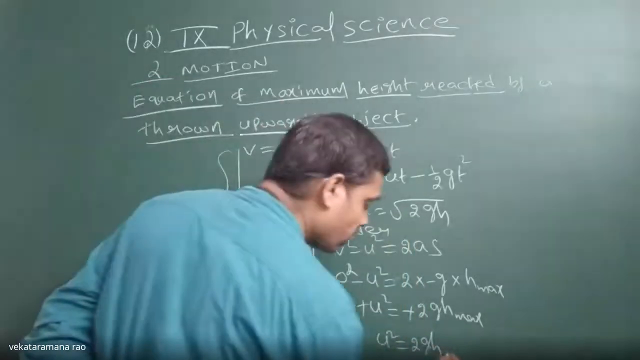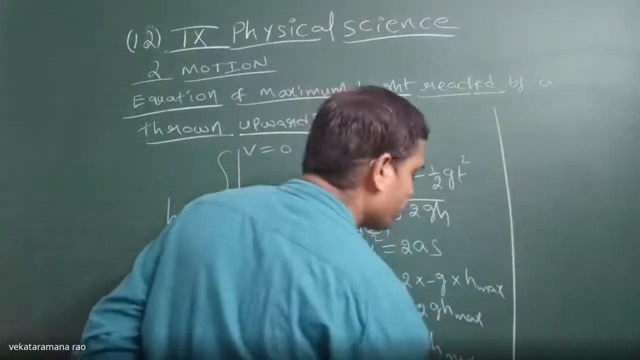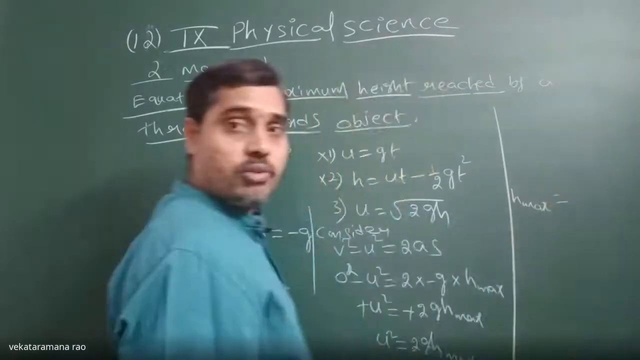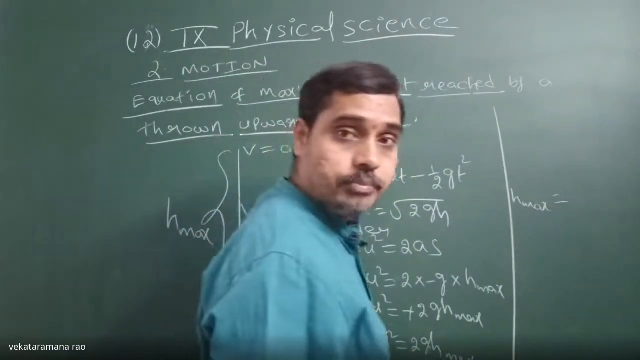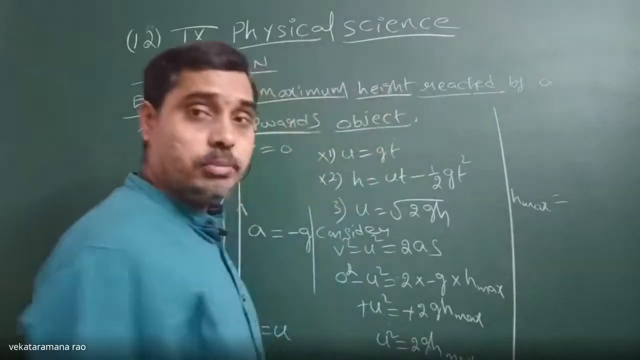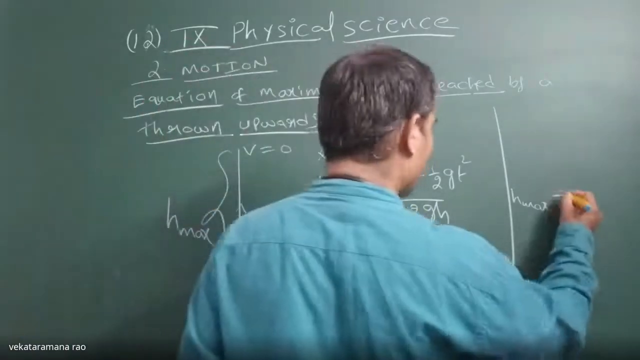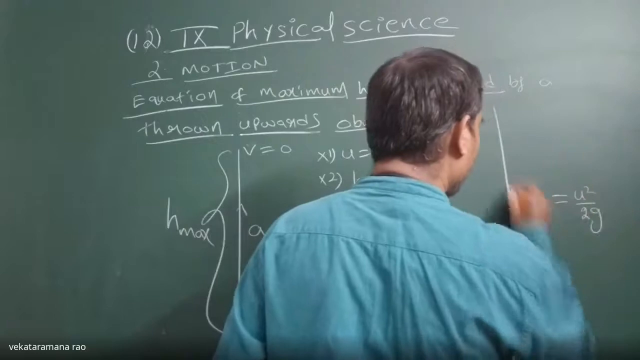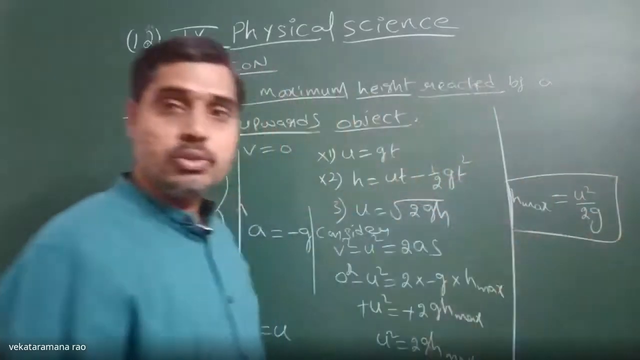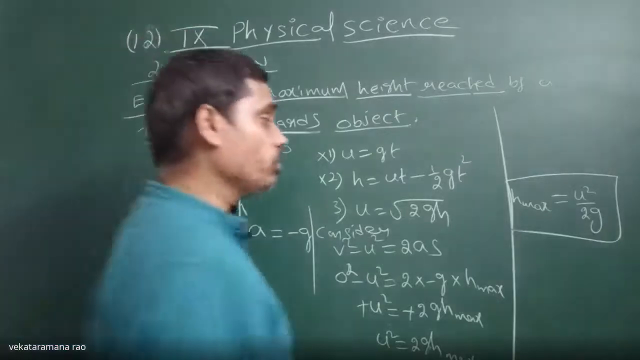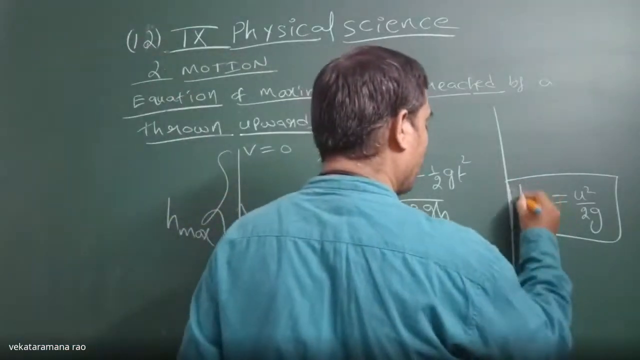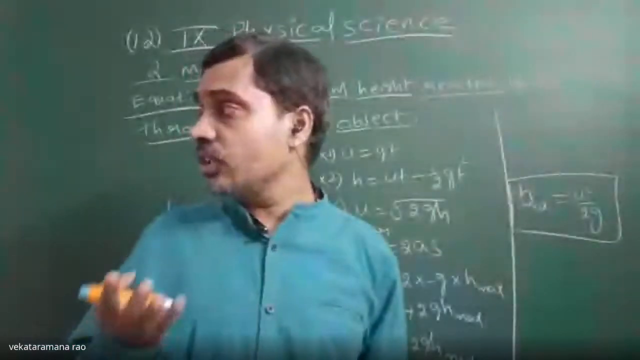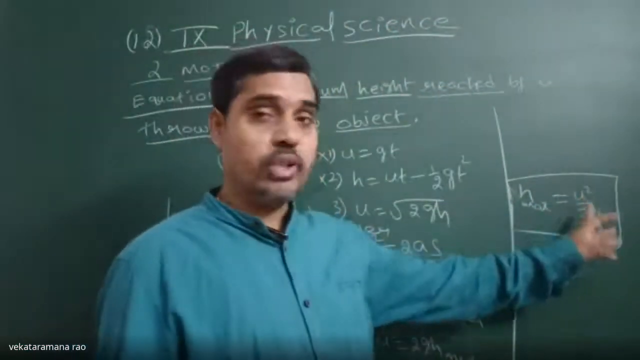Now what is the h max formula? Height, the maximum height reached by a body. Bring this 2g to this side, so you get u square by 2g. So h max is equal to u square by 2g. The maximum height reached by a body thrown upwards with initial velocity u is given by the formula u square by 2g.